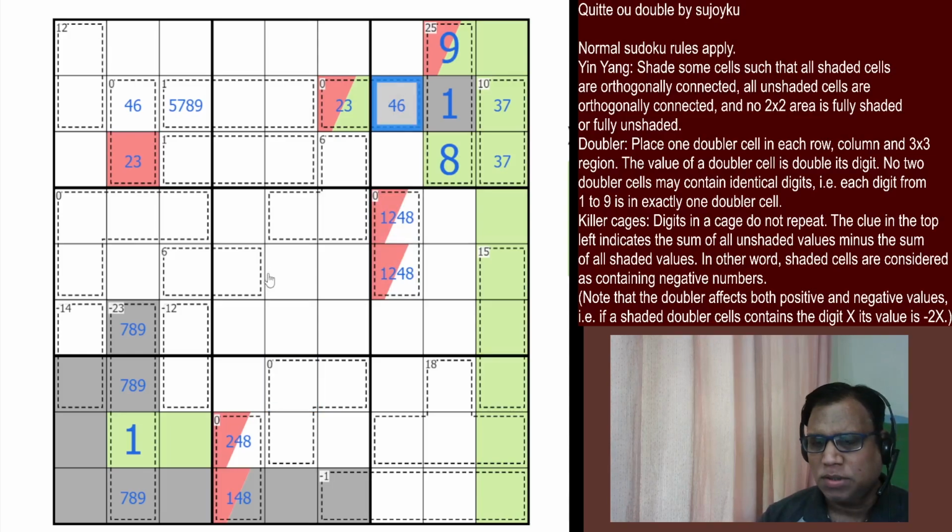1, 2, 4, 8, 4, 6, 8. Hmm. Now what am I supposed to look at? Minus 14. Minus 14 could be anything, right? High value. Hmm.